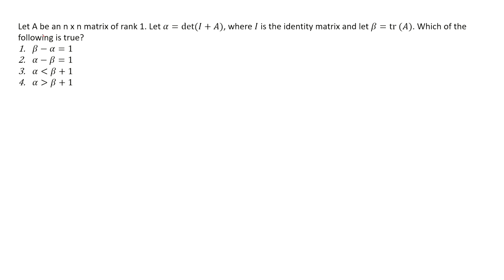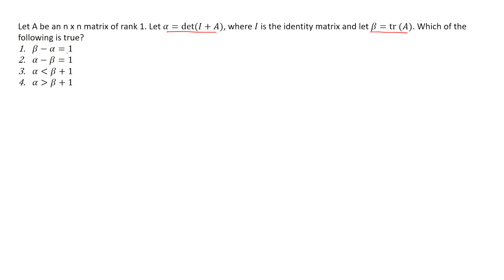Hello everybody, today we are doing a question from CSIR NET December 2020. The question is from part B. Let A be an n by n matrix of rank 1. Alpha is equal to determinant of I plus A and beta is equal to trace of A. Then which of the following options are true?